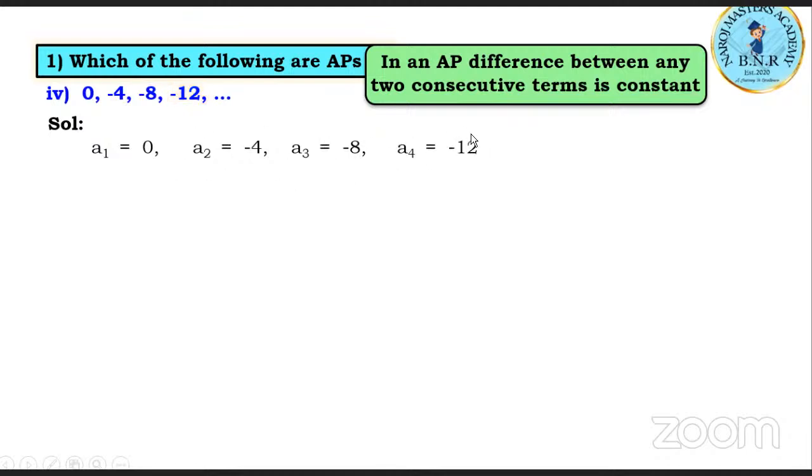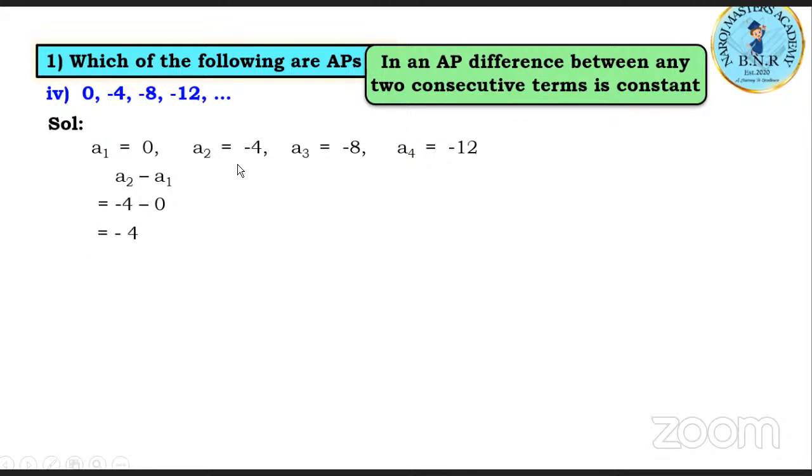What is the fourth term here? Minus 12. Is it right? To find the difference, what is the formula here? A2 minus A1. Very good. What is the value of A2? Minus 4. A1 is 0. So minus 4 minus 0; 0 we need not consider. What is left? Minus 4. So the answer is minus 4.